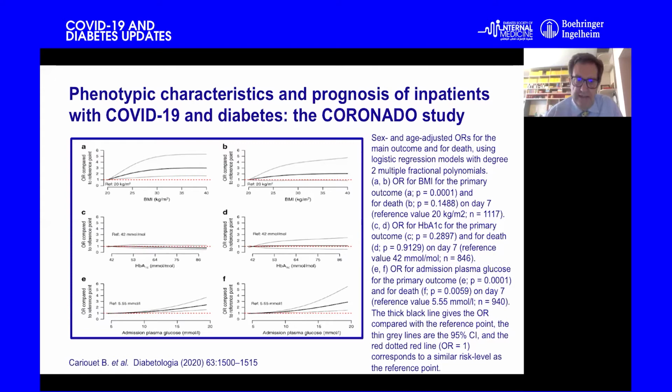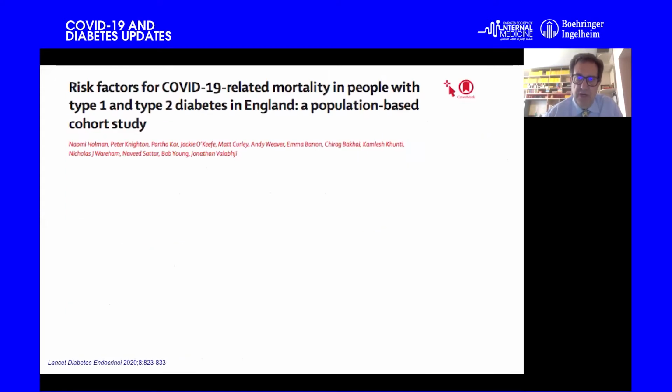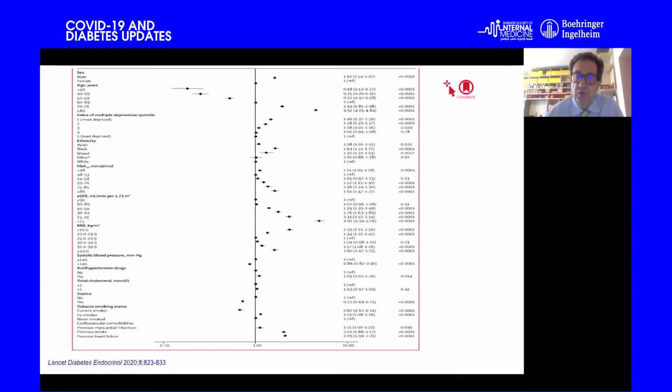But this result has been questioned by another study coming from England, where, on the contrary, it was reported that the level of A1C before the admission to hospital had an impact in worsening the prognosis. I can anticipate that we have just published last day a meta-analysis showing that the previous A1C control level really can impact on the prognosis when somebody is hospitalized.